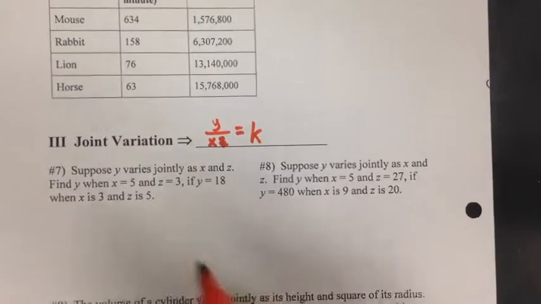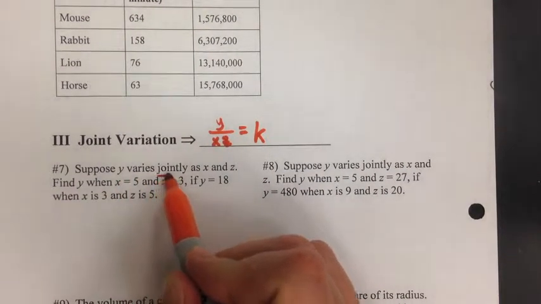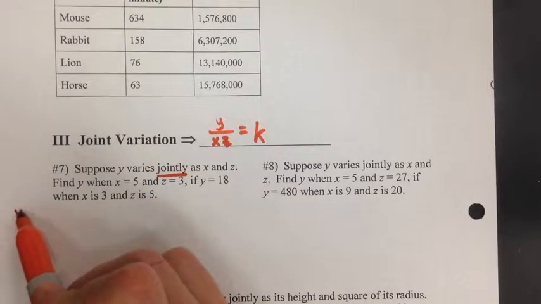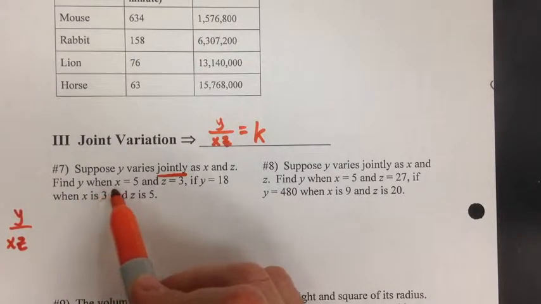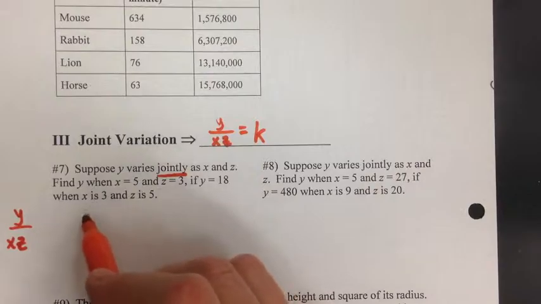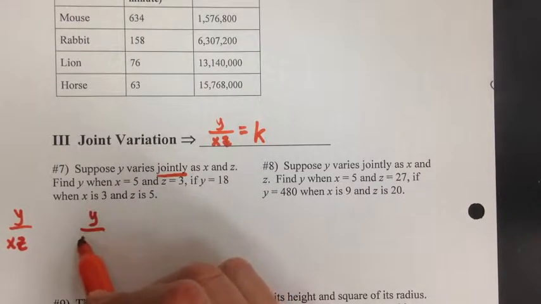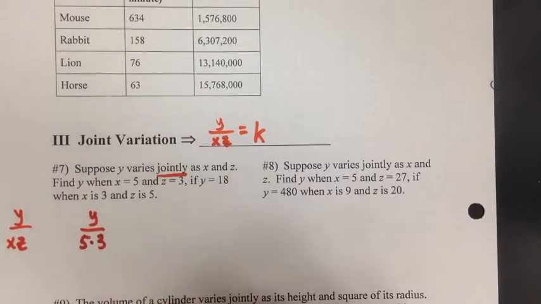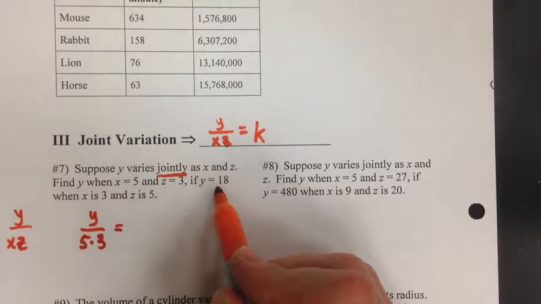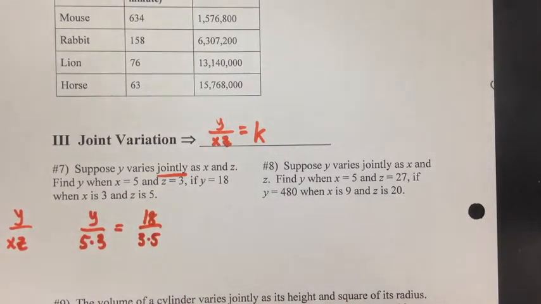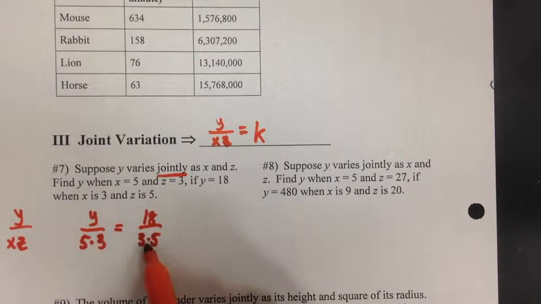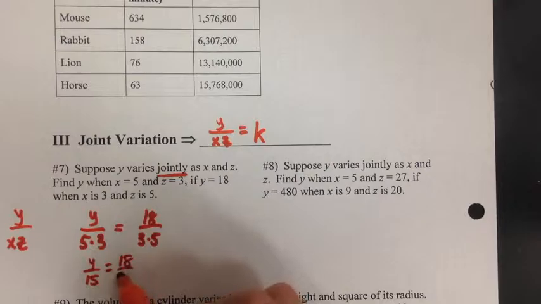Let's look at 7. Suppose y varies jointly as x and z. So what that means is that we're going to set it up as y over xz. Find y when x equals 5 and z equals 3. Okay, we don't know the y. X is 5 times z is 3. If y equals 18 when x is 3 and z is 5. Now what you'll notice in this example is that both of these denominators are going to be the same. You get y over 15 equals 18 over 15.